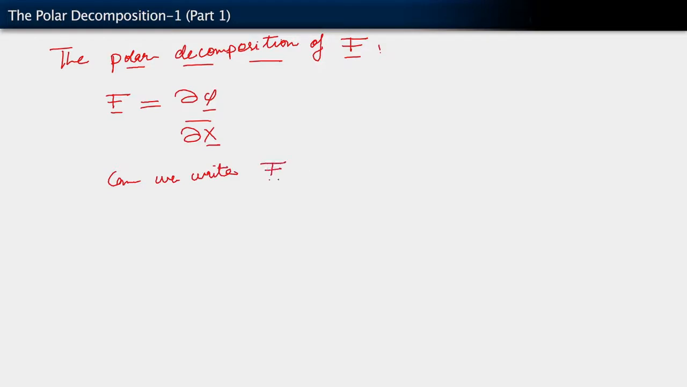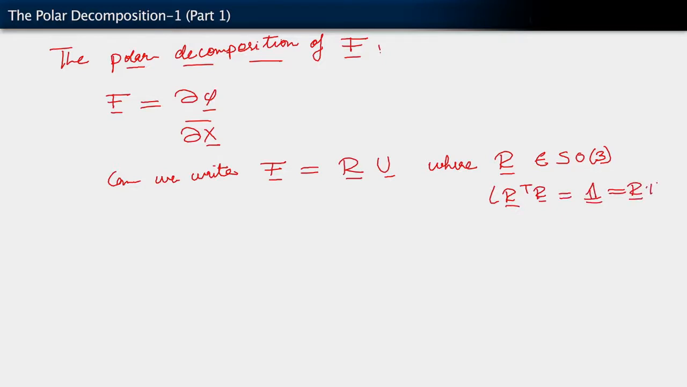F as the product of a tensor R and another tensor U, where R is a rotation tensor? Mathematically, that means R belongs to the space that we introduced a few segments ago called SO3. It's a rotation tensor, it's orthogonal, which implies that R transpose R equals the identity matrix or the isotropic tensor, which is also the same result that you get if you consider R R transpose. There is another result for R, which we haven't mentioned so far, but which really follows from the result we've just written down, which is that the determinant of R equals plus or minus 1.